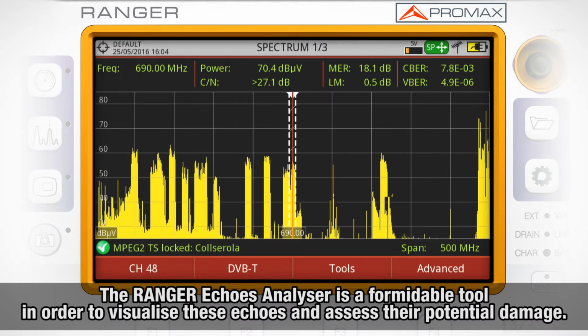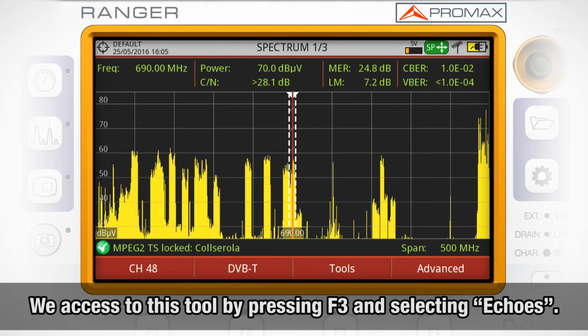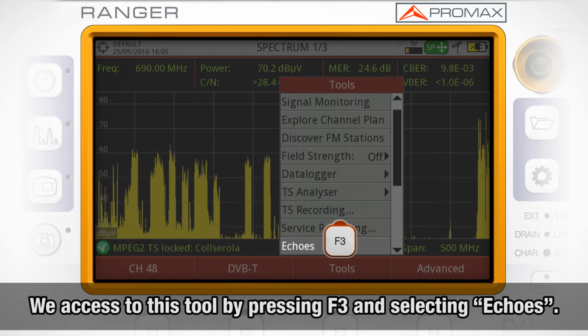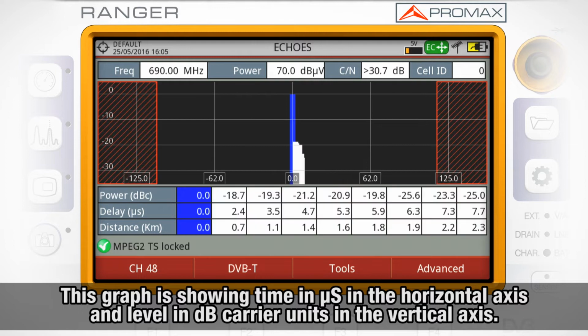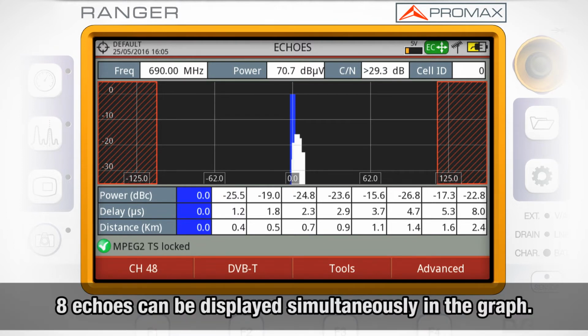Now, the echoes analyzer featured in the HD Ranger meters is a formidable tool in order to visualize these echoes and assess the potential damage they may cause to our signal. We access this tool by pressing F3 and selecting Echoes. This graph is showing time in microseconds in the horizontal axis and level in dBV carrier units in the vertical axis. As many as 8 echoes can be displayed simultaneously in the graph.